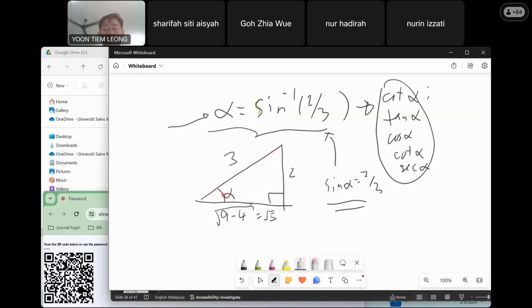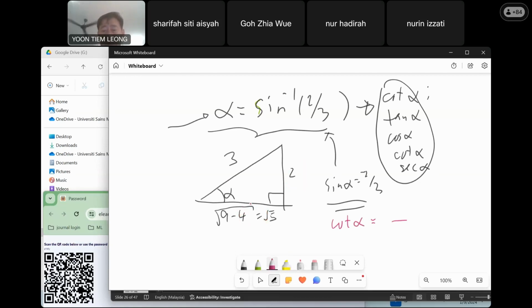So now you have successfully translated this inverse trigonometric value into a triangle. Then based on this triangle, you can answer all these questions one by one by referring to the definitions of the trigonometric functions. For example, cotangent of alpha by definition is the ratio of the adjacent to the opposite.